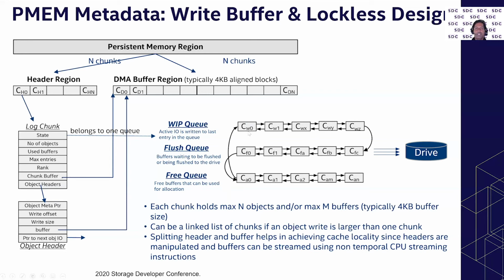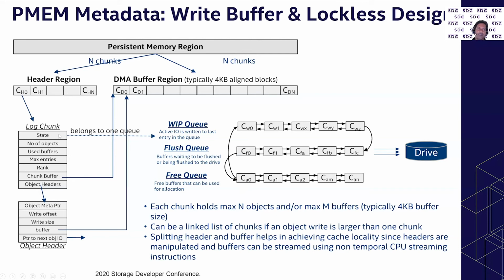In a WIP queue, it is not ready for flushing. Only when that chunk is actually filled up, it essentially goes to the flush queue. Only when the flush queue computes all the flush operations, only then will it go into the free queue. So WIP operations and flush operations actually happen in parallel without taking any locks.